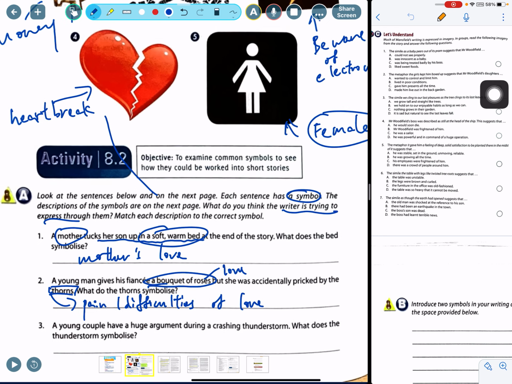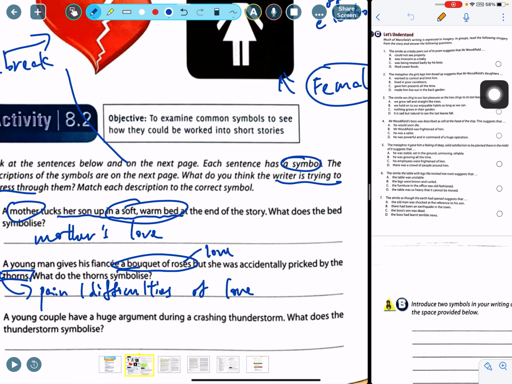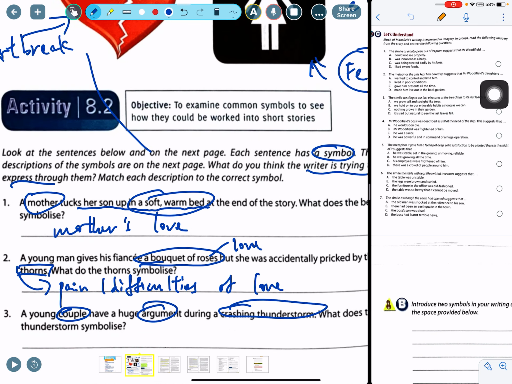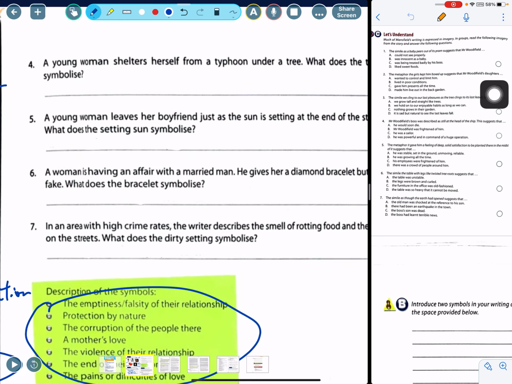Then, a young couple have a huge argument during a crashing thunderstorm. So it's about what? When you see a thunderstorm in a piece of writing, usually it means violence or something bad is going to happen, bad omens, something like that. So it's the violence of their relationship. Okay, all right. That right hand side.